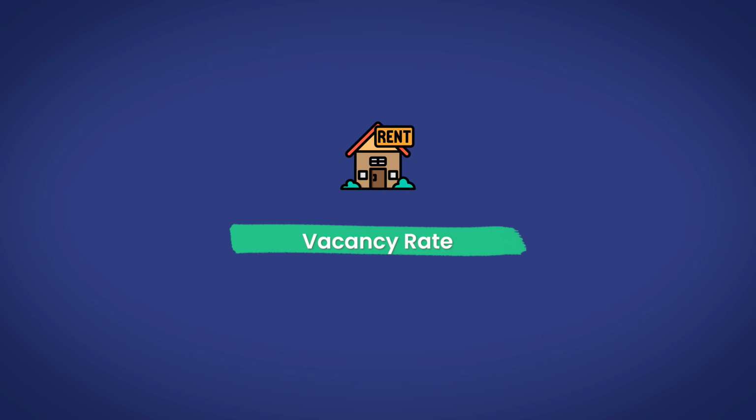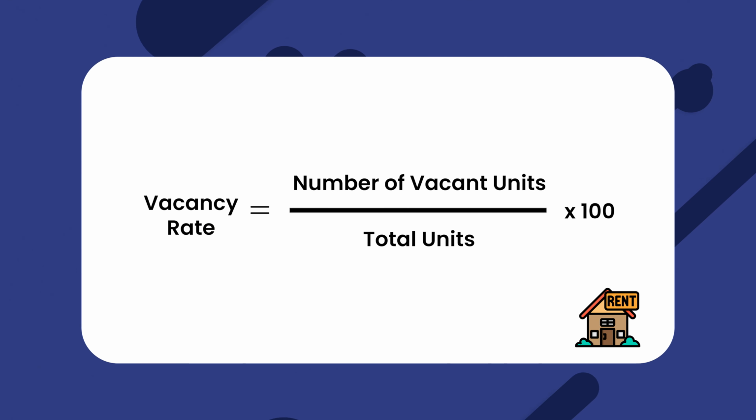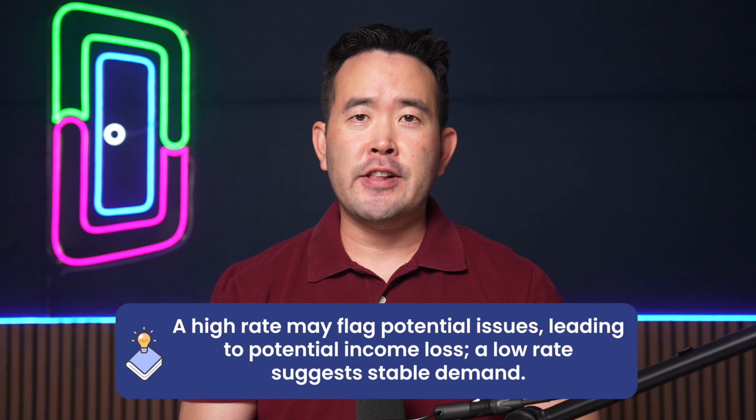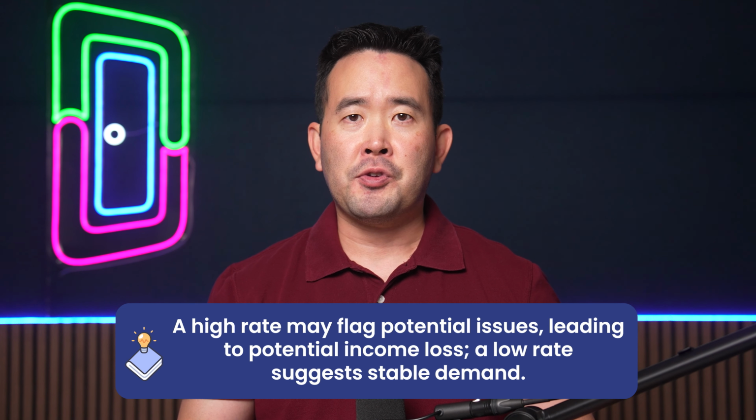Number 4 on the list is vacancy rate. It's all about occupancy. The formula? Divide vacant units by total units, then multiply by 100. A high rate may flag potential issues, leading to potential income loss, while a low rate suggests stable demand.